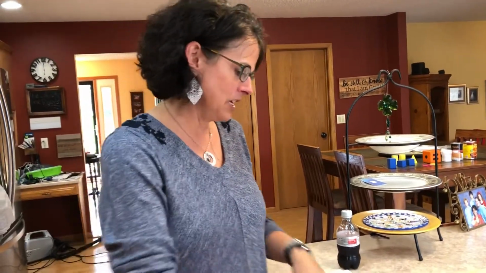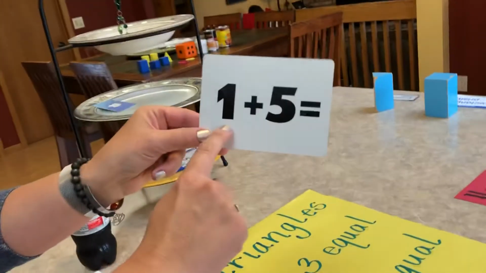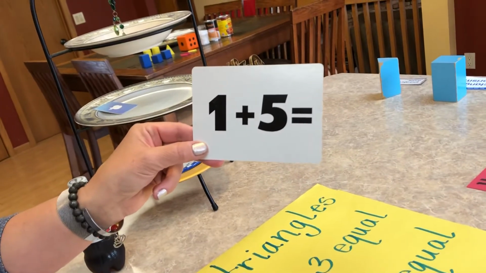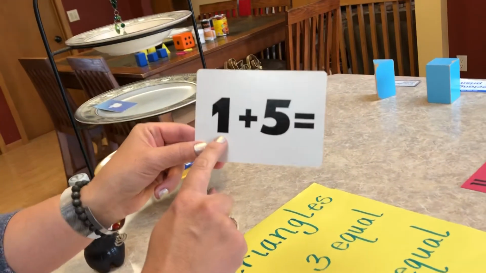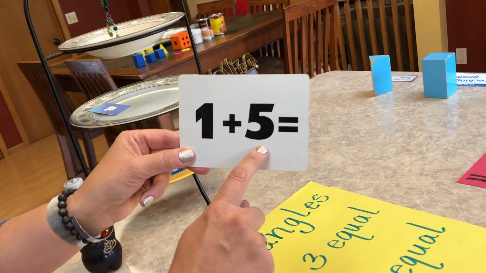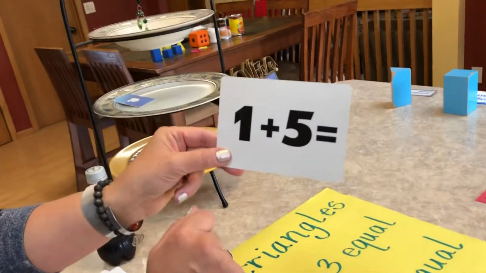I have an addition sentence. Help me to read it, please. 1 plus 5 equals, and then it's blank. So think to yourself, if I have 1 and I add 5 more, how many would I have? You can count up from 5. 5 plus 1 is 6.